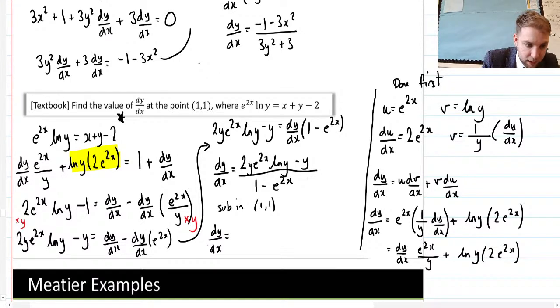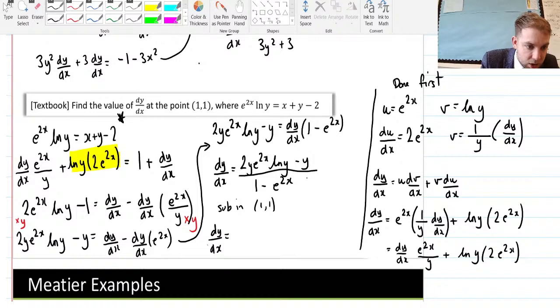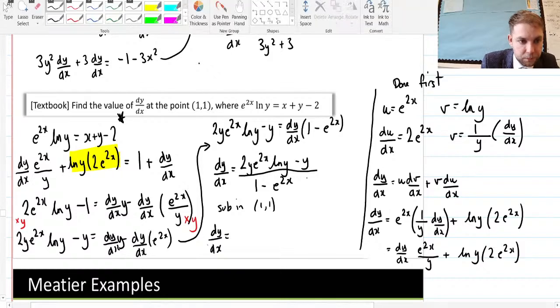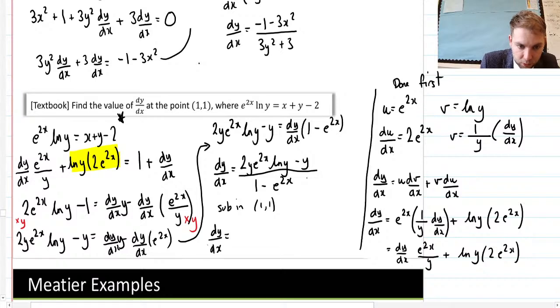No, that's a very good point. I've actually forgotten that, haven't I? So when I times by y, I also need to times this by y as well. Which means that this is going to be equal to, there's going to be a y there, which means that this is going to be equal to y minus this.